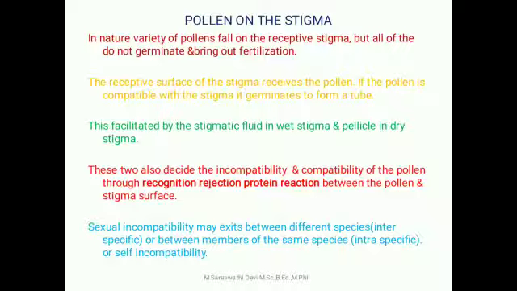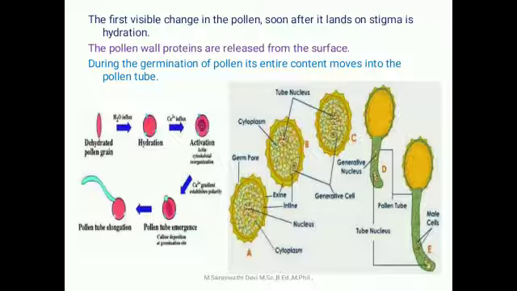The first visible change in the pollen, soon after landing on the stigma, is hydration. The first picture shows the hydration and start of germination. The pollen wall proteins are released from the surface of the pollen. Then, after germination, the entire content of the pollen moves into the pollen tube. The second picture shows the entire content moving into the pollen tube.